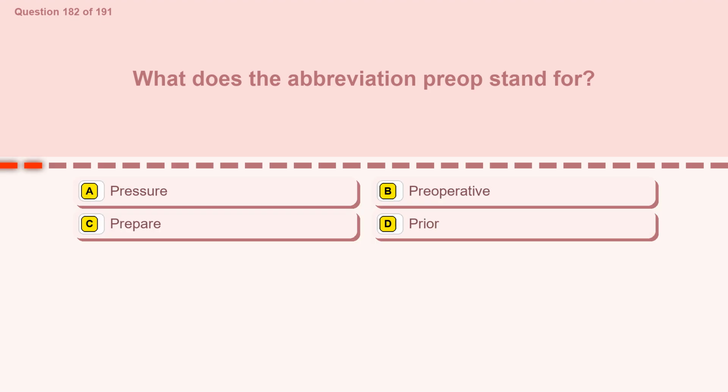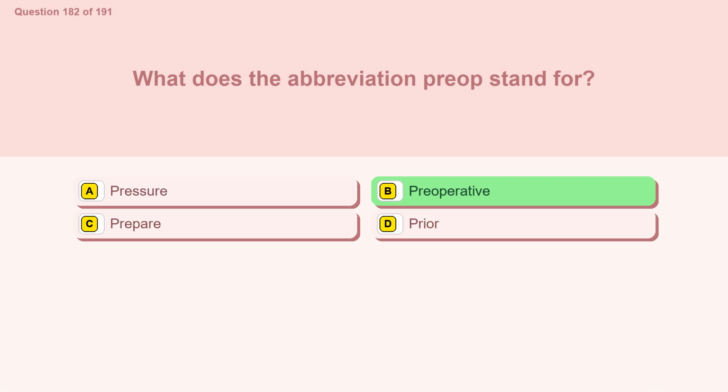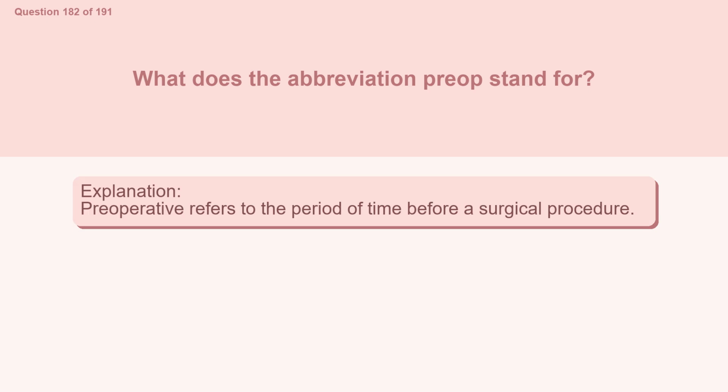Question 182. What does the abbreviation pre-op stand for? Option A, pressure. Option B, preoperative. Option C, prepare. Option D, prior. The correct answer is option B, preoperative. Preoperative refers to the period of time before a surgical procedure.